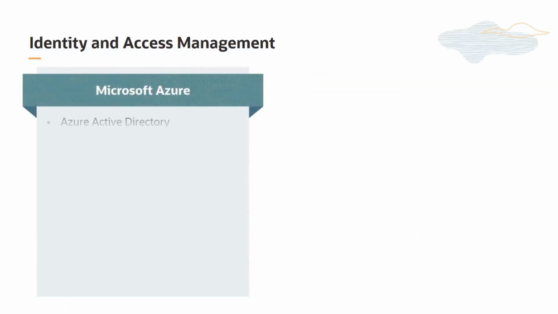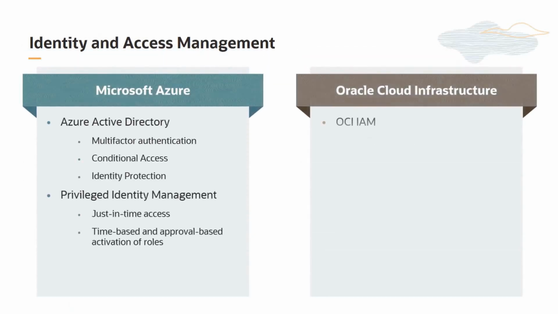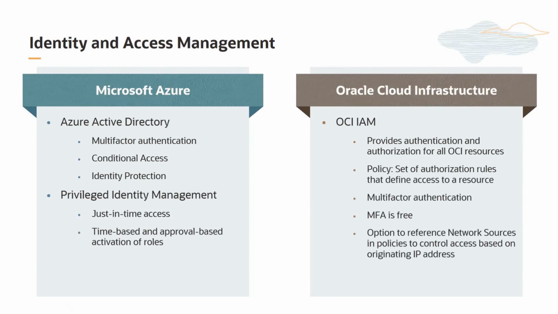Now let's talk about identity and access management. Azure has Azure Active Directory, which provides security features like multi-factor authentication and conditional access policies. There is also an identity protection service. You can also grant approval-based just-in-time access, but that requires a premium P2 license and is charged separately.